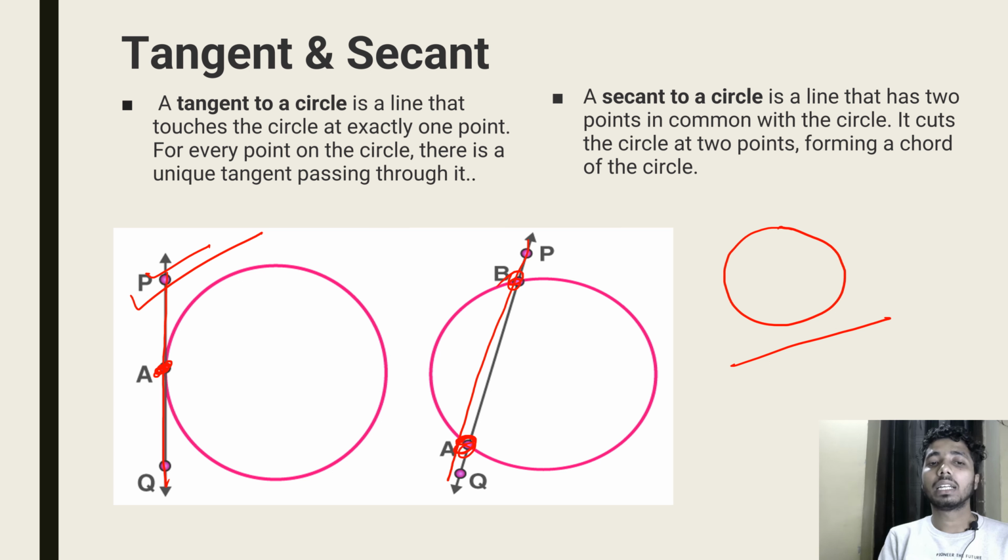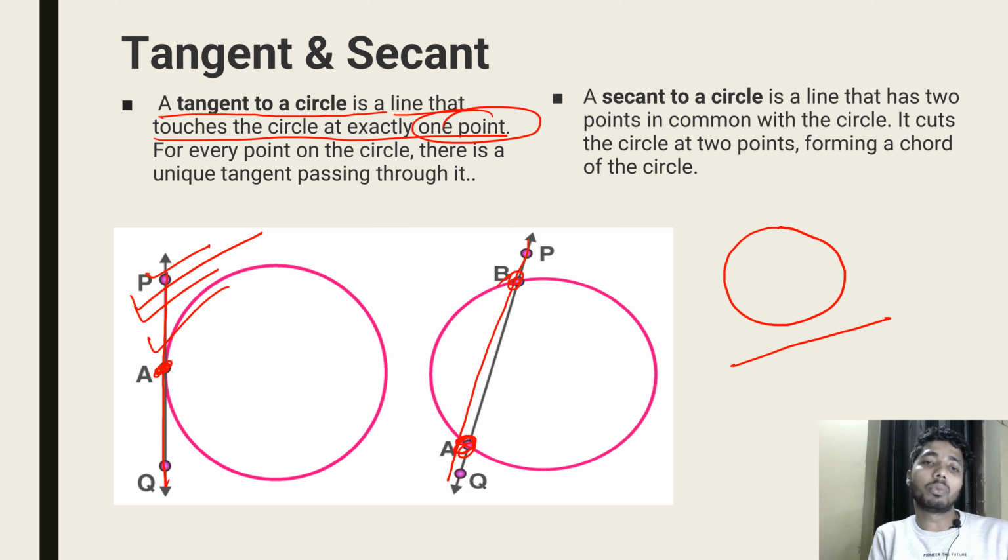For the scenario when a line passes through a single point on a circle, or only touches the circle, this is known as a tangent to the circle. We can say a tangent to a circle is a line that touches the circle exactly at one point. And we can see here, for every point on a circle there is a unique tangent. Means we can draw a unique tangent through any point on the circle.